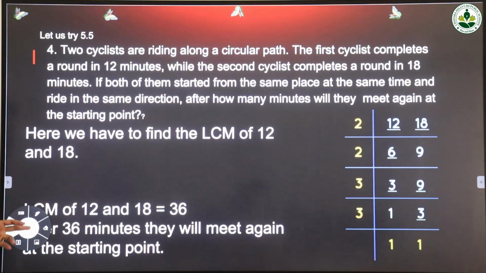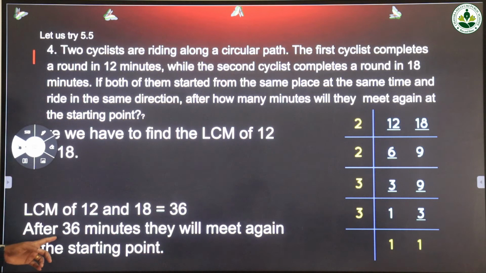Here we have to find the LCM of 12 and 18. LCM of 12 and 18 is equal to 36. After 36 minutes they will meet again at the starting point.